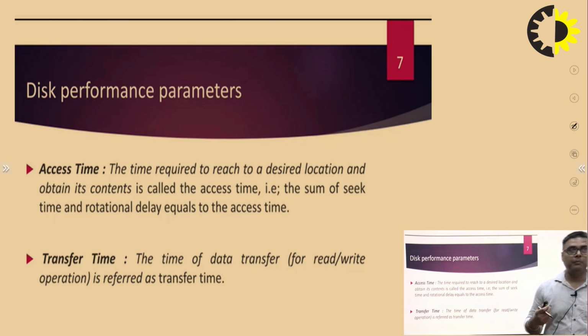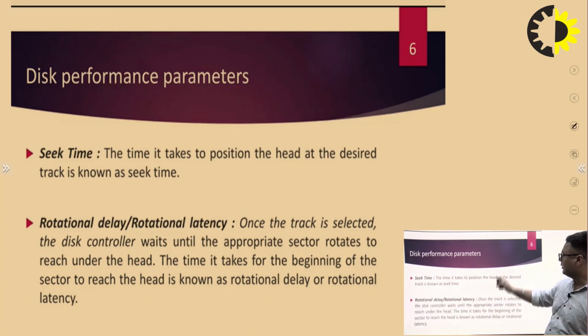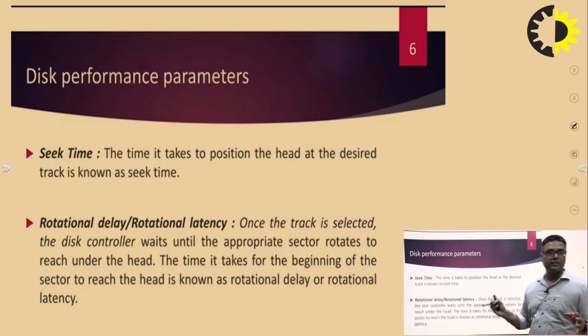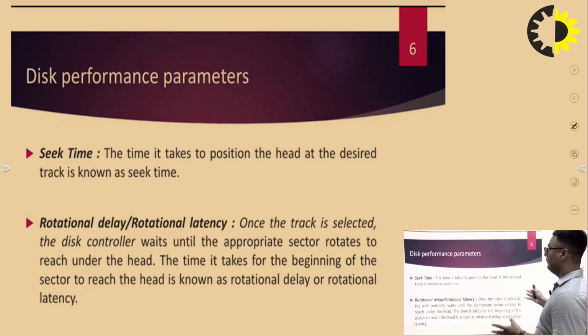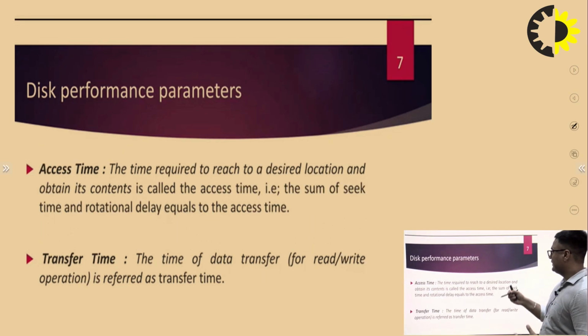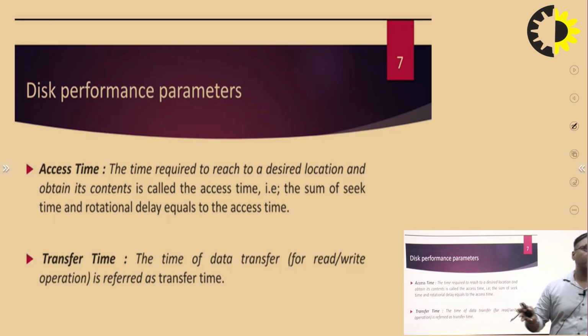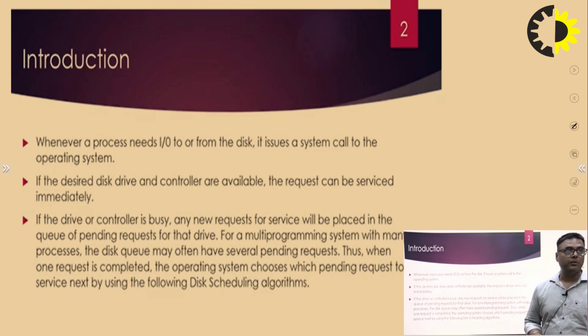Basically, these are performance parameters, and the total disk performance depends on these parameters. First is seek time, next is rotational delay, third is access time. What is access time? The time required to reach the desired location and obtain the content is called the access time. That is, the sum of seek time and rotational delay is equal to the access time. Transfer time is the time for data transfer, referred to as the transfer time. Introduction part.